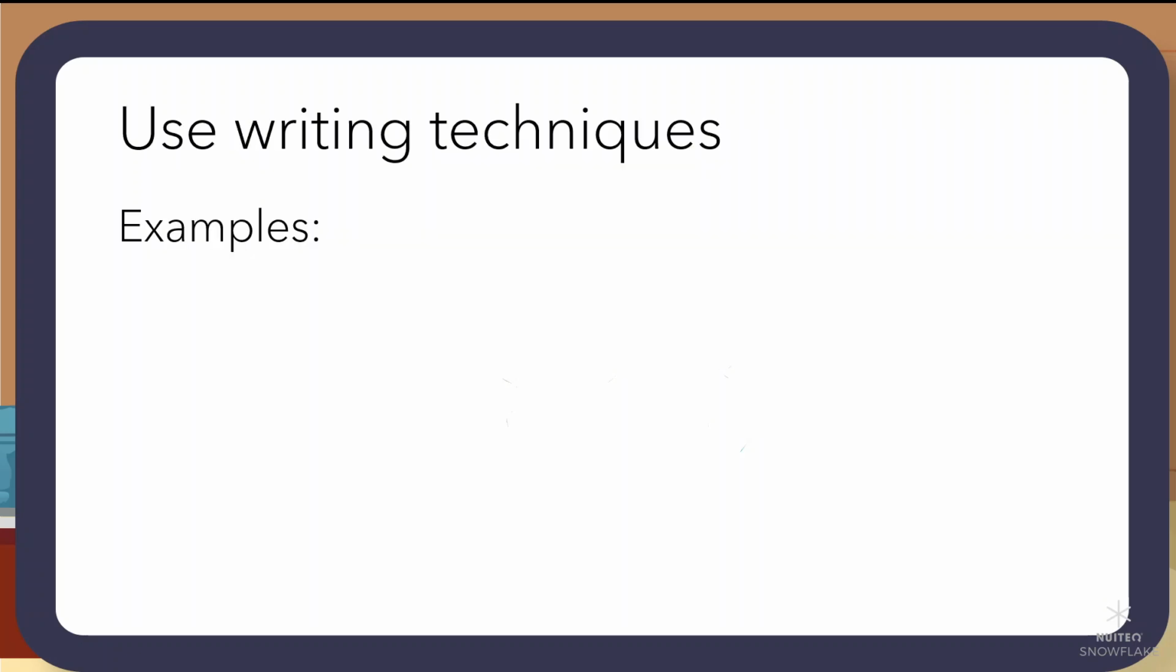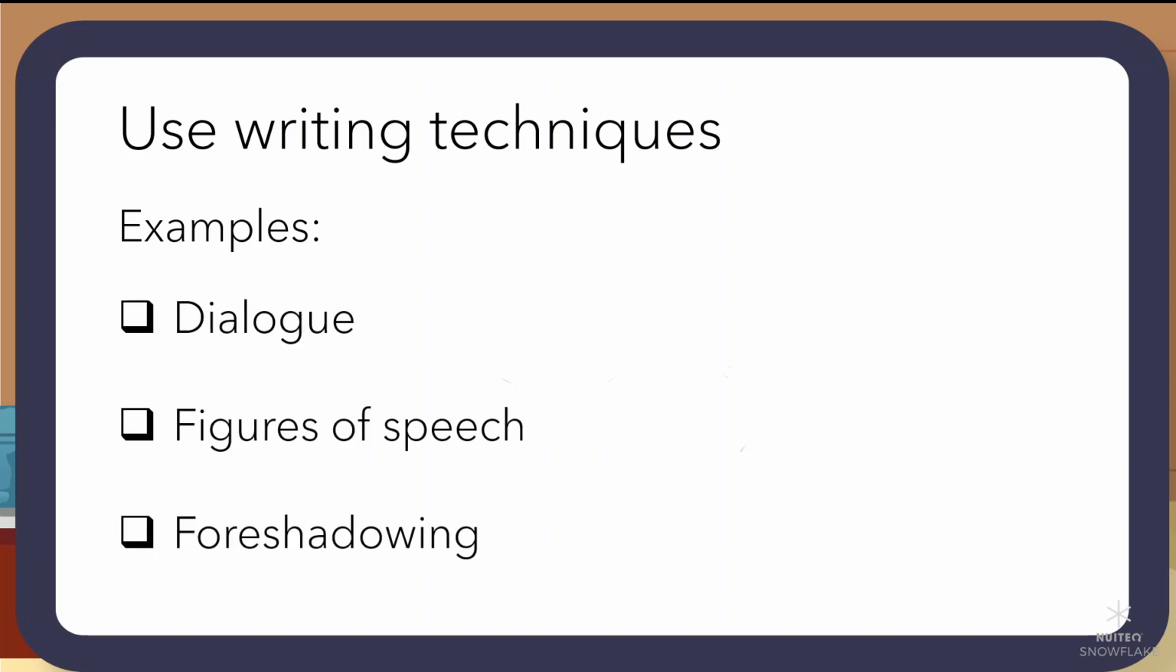Now that I've talked about the structure and the details of a story, let me talk a little about some useful writing techniques. There are many writing techniques, whose purpose is to make your story more interesting to the reader. Some of them are dialogue, figures of speech, like metaphors and similes, and foreshadowing.